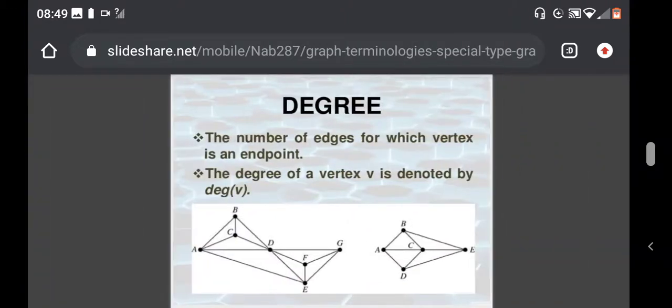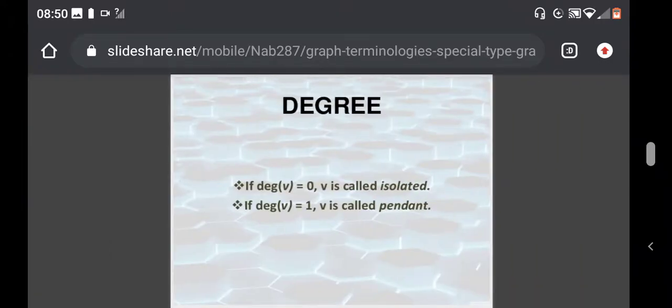When you say degree, it is the number of edges for which the vertex is an endpoint. The degree of a vertex V is denoted by degree V. So the vertex is actually considered as the angle of each line. As you can see in the figure below, these are the best example of a degree, wherein you can see a lot of vertices or angles on each endpoint. So if degree V is 0, V is called isolated. If degree V is 1, it is called pendant.